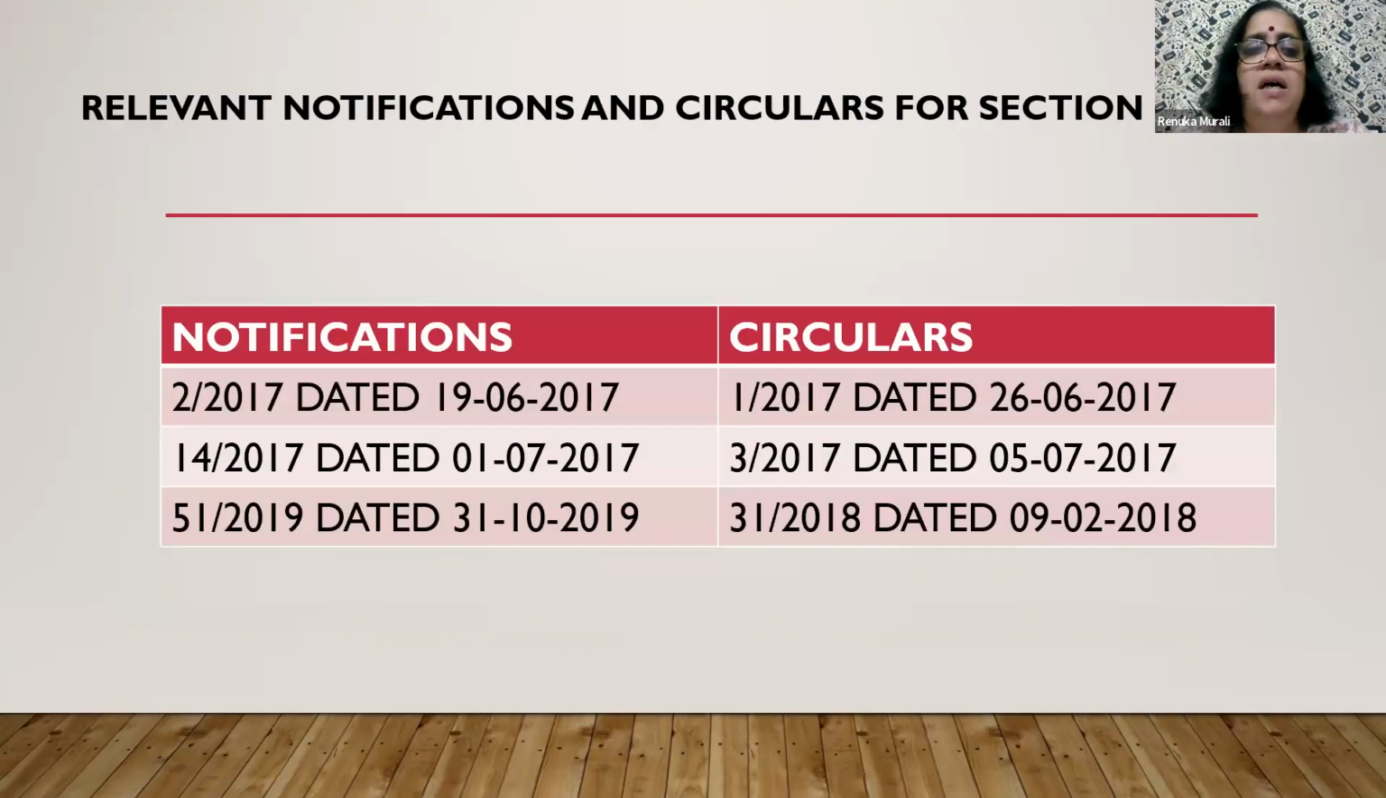Now these are the relevant notifications and circulars that have been received so far under section 5, beginning from 2/2017, 14/2017 and 51. But I am more interested in the circulars that are issued in connection with section 5. That is 1, 3 and 31: 1 and 3 of 2017 and 31 of 2018.